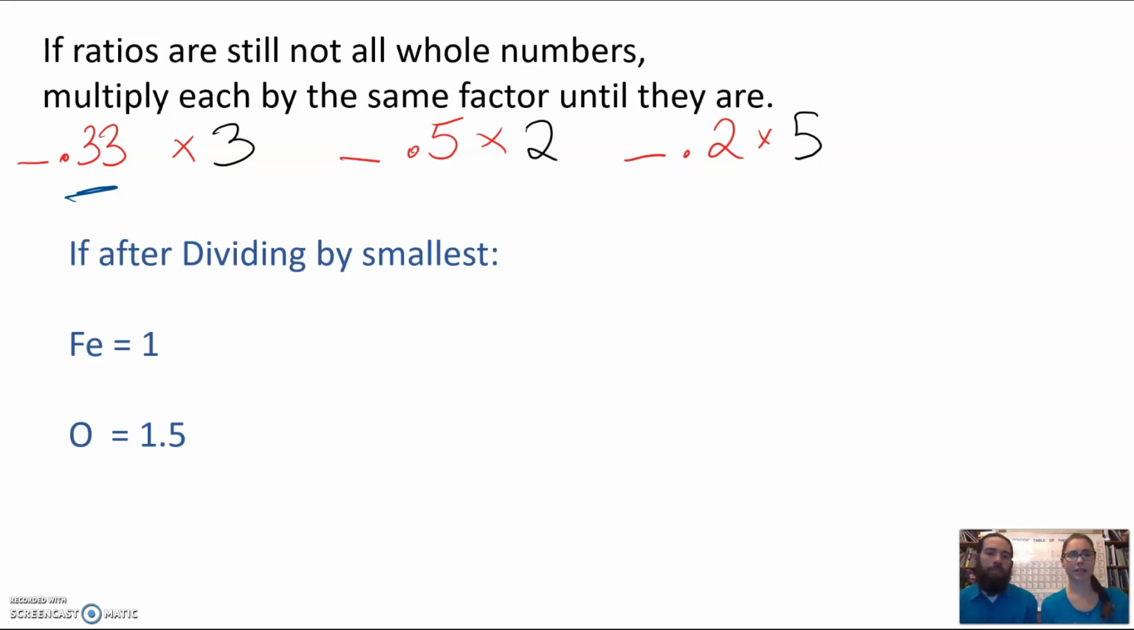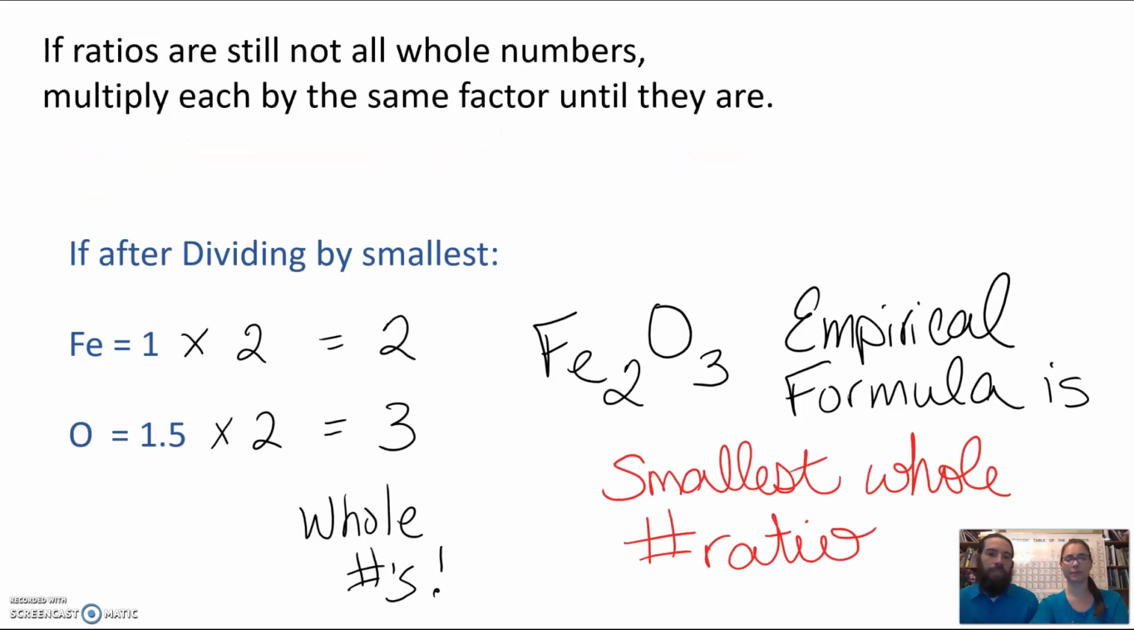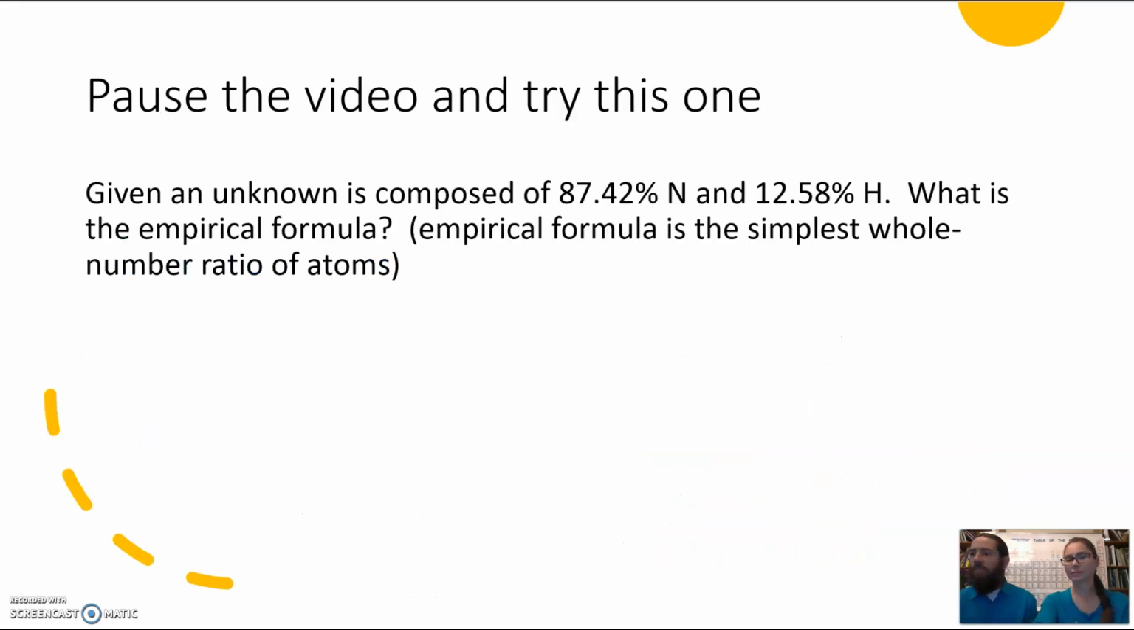So for this example here, after dividing by the smallest one, if you got, for example, iron to be 1, that was our smallest one, but oxygen turned out to be a 1.5, you can multiply by 2, because we had one that was 0.5 something. Now we have whole numbers. We have 2 irons to 3 oxygens. Our empirical formula is Fe2O3, and that's the smallest whole number ratio. So empirical formulas don't always have an element with just a subscript of 1. No. Sometimes they do, but not always.